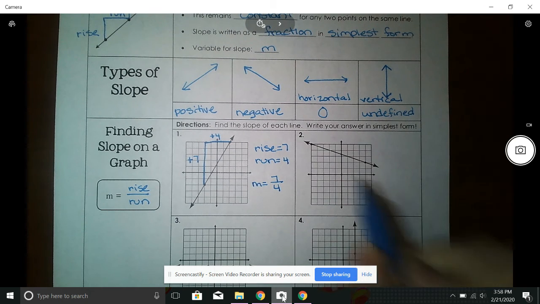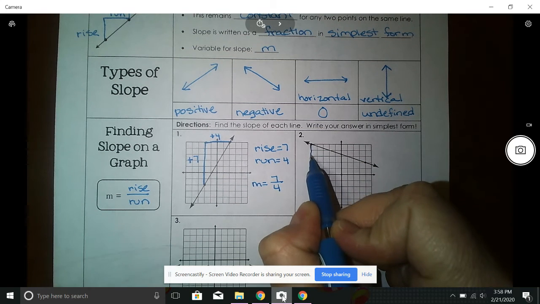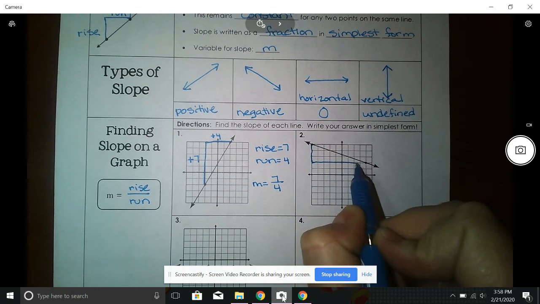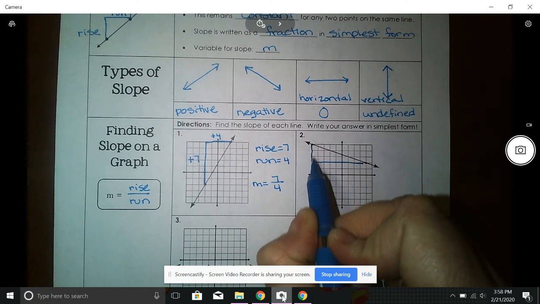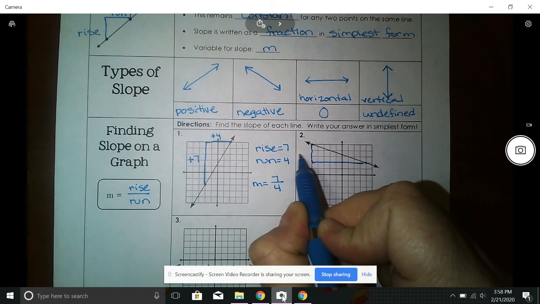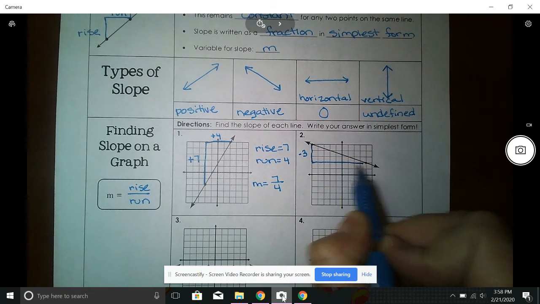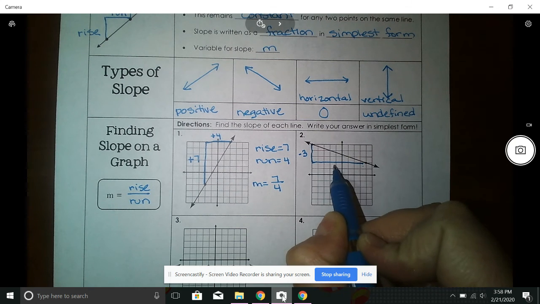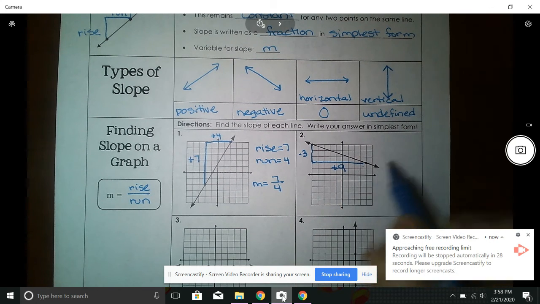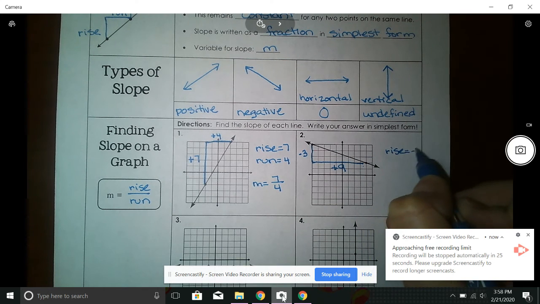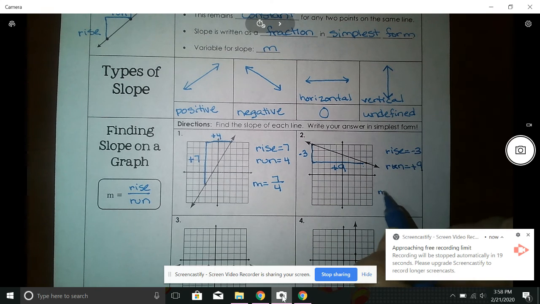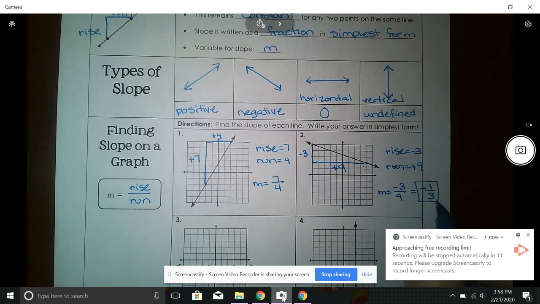Check out number 2. I'm going to draw in my rise and my run. This time I had to move down first, so my rise is a -3, and my run is 1, 2, 3, 4, 5, 6, 7, 8, 9. +9, moving to the right. So here the rise is -3 and the run is +9. So when I write my slope, it would be -3 over 9, which can be reduced to -1/3. Remember, we want to reduce our slope.